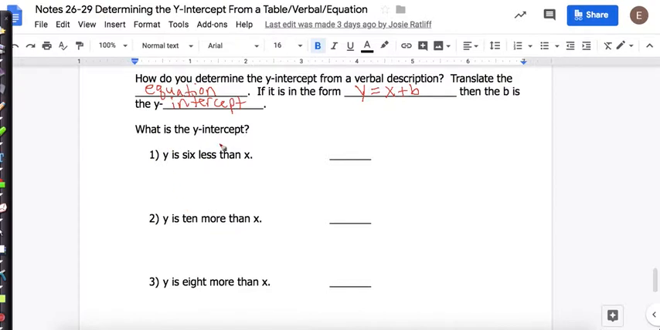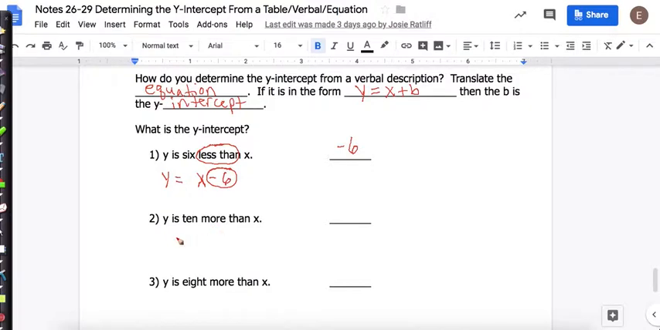So the questions below ask me, what is the y-intercept? So we have to translate the equation. And remember, when we translate an equation, the word is means equals. So y equals 6 less than x. Remember, this is a switch around word. So instead of writing 6 minus x, I would write x minus 6. And this is in y equals x plus b. So that means the -6 is my y-intercept. So I would call the y-intercept -6 because it would cross the y-axis at -6.